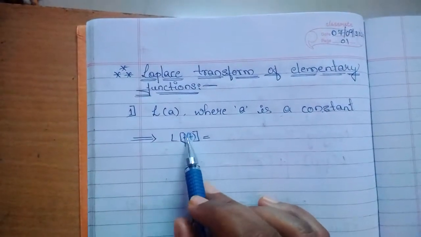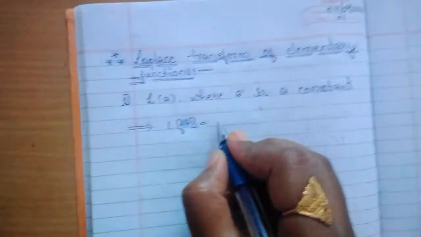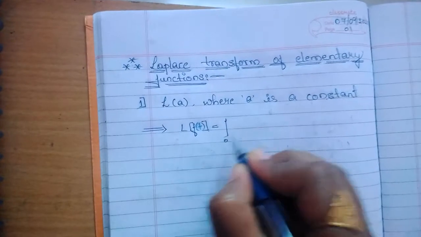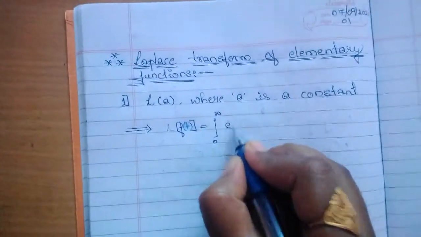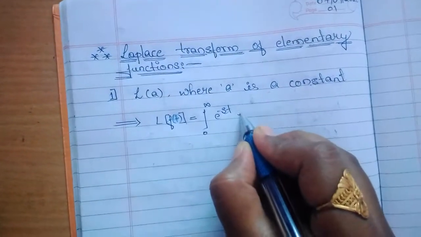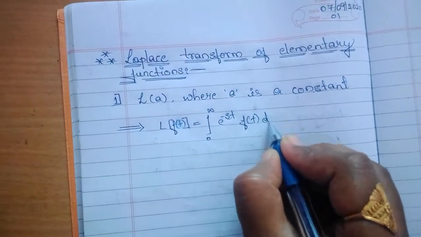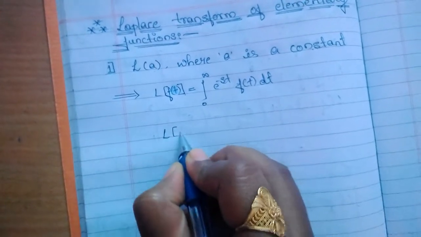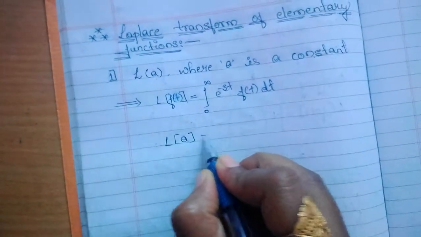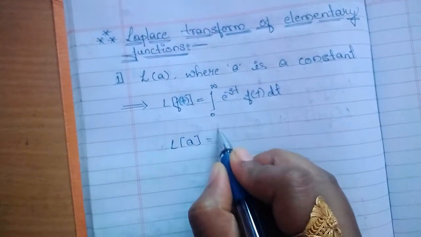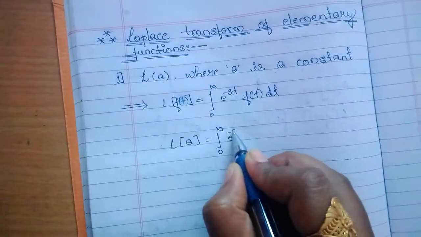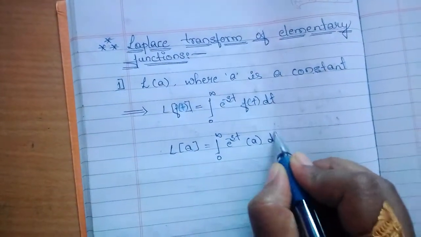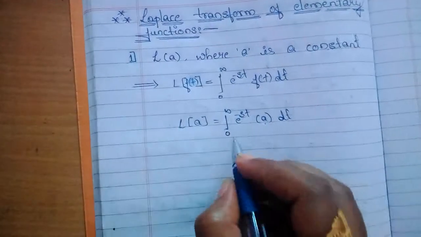We know the basic definition: L of f of t is equal to integration from 0 to infinity e raised to minus st f of t dt. Here our function f of t is a, which is constant, so it is integration from 0 to infinity e raised to minus st, a dt. We know that a is constant.